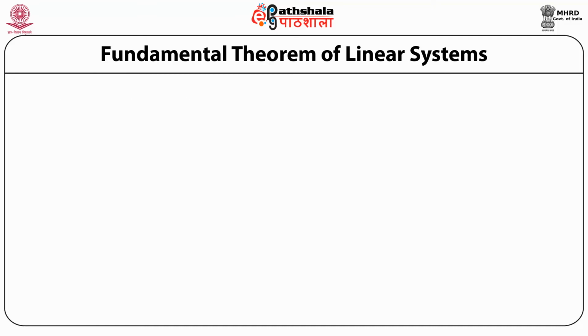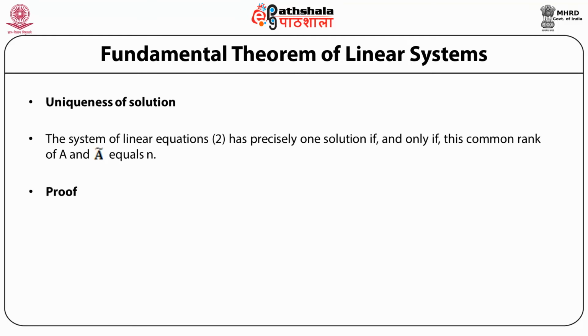The second theorem proves the uniqueness of solution. It states that the system of linear equations specified in equation 2 has precisely one solution if and only if this common rank of A and matrix A tilde equals n. We will prove it now.